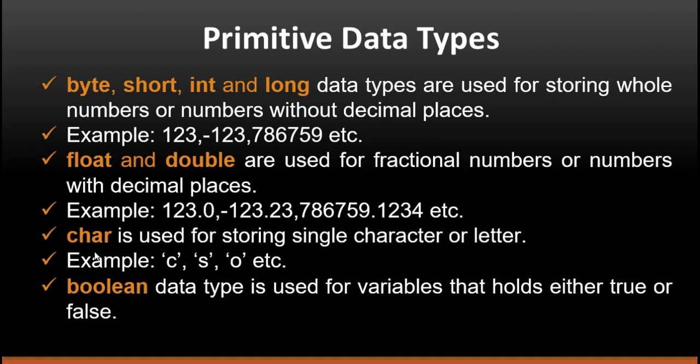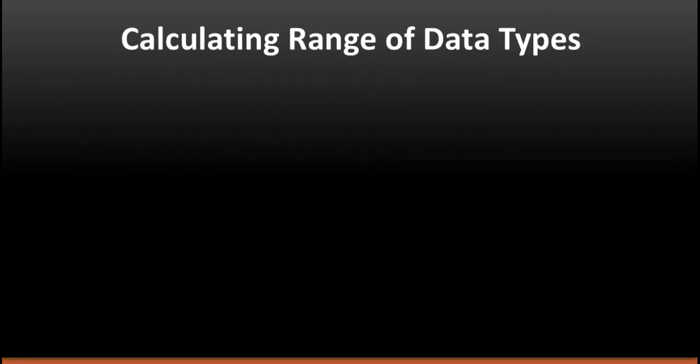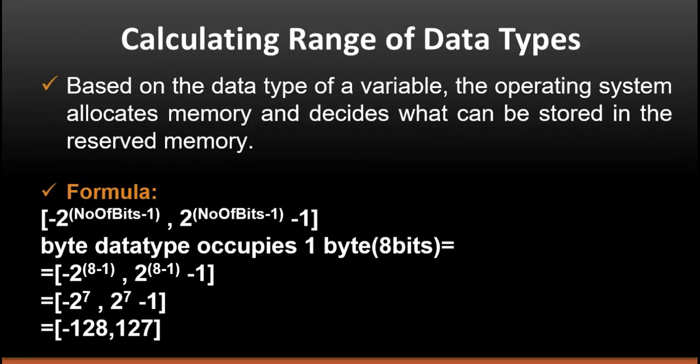Next we have the char data type. If you want to store a single character, then you can go for the char data type. Next we have the boolean data type. If you want to store either a true or false value, or a yes or no kind of answer, then you can go for the boolean data type.